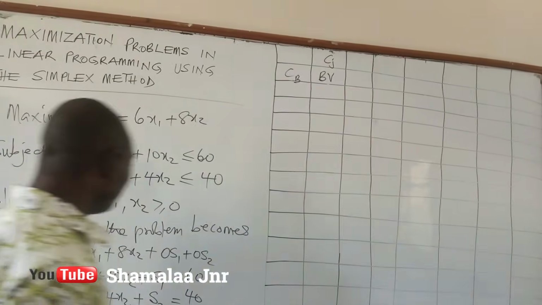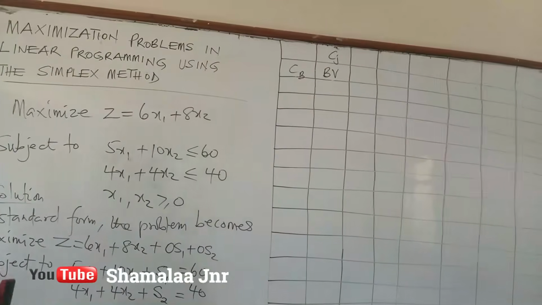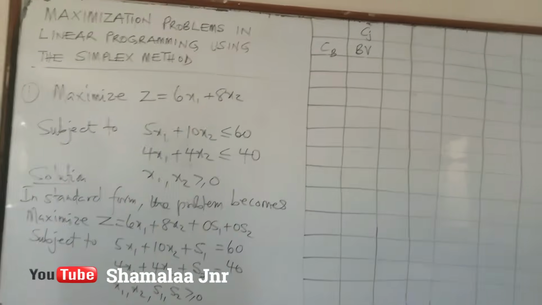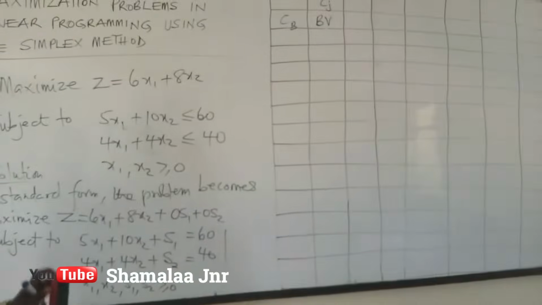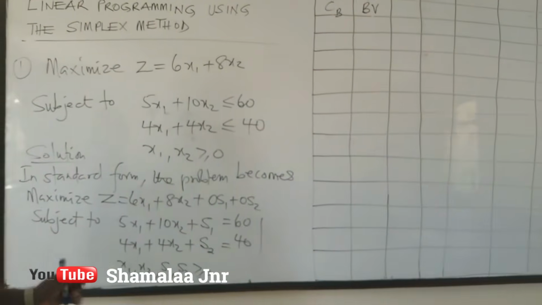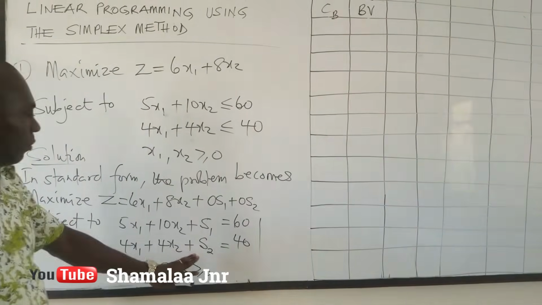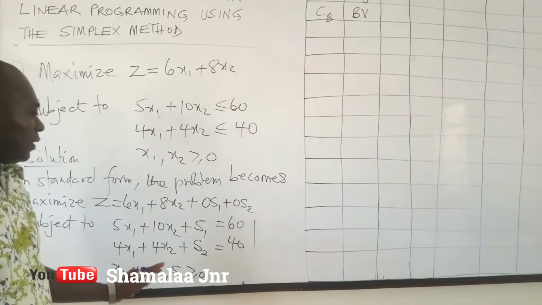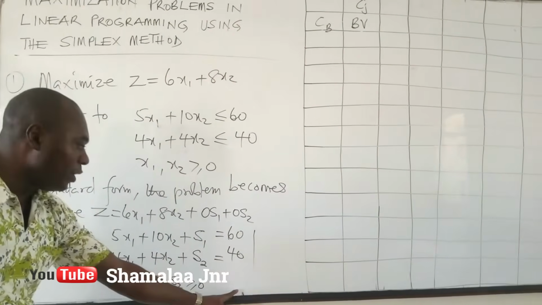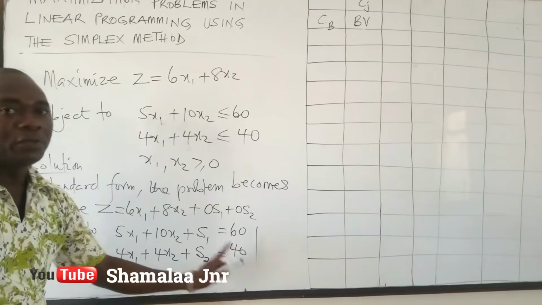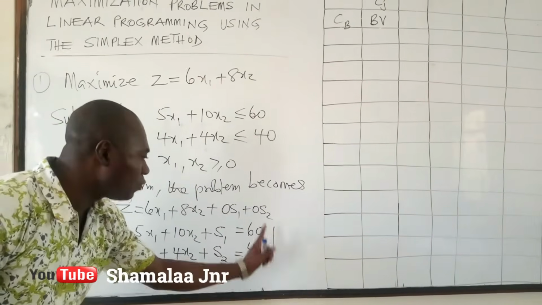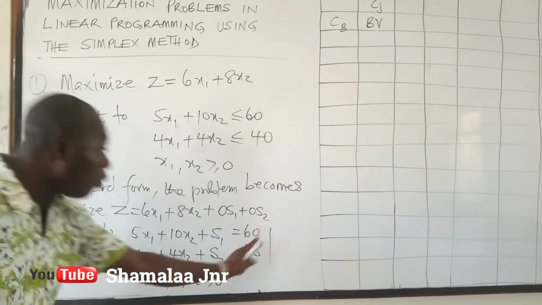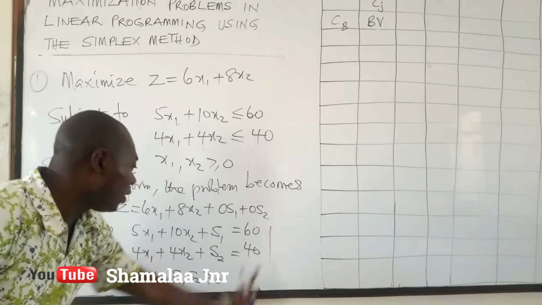Now, let's come back to the problem in standard form. We are going to look at the constraints here. A basic variable is a variable that appears once in the standard form of the constraints and has coefficient 1.